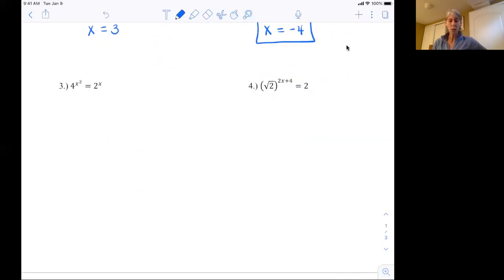4 to the x squared equals 2 raised to the x. When I look at these numbers, I'm looking at both of them, and I see, are they powers of each other? So 2 to the x is good. I have to rewrite 4 as a power of 2. So I'm going to take the 4 and rewrite it as 2 squared, and I'm going to raise that to the x squared.